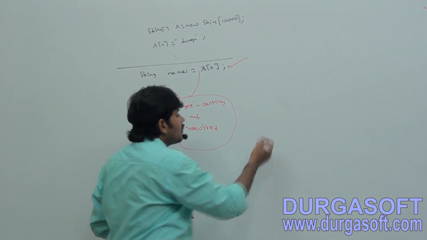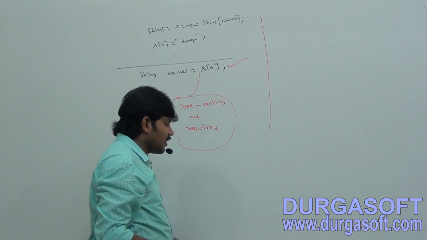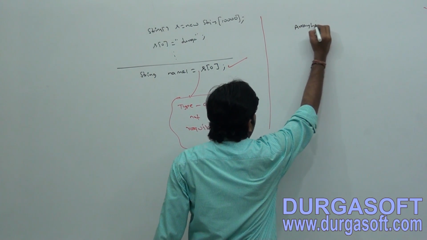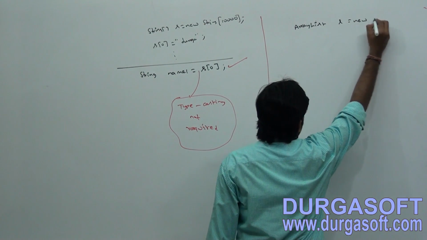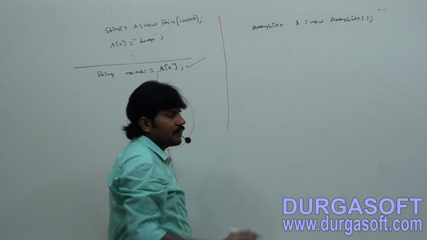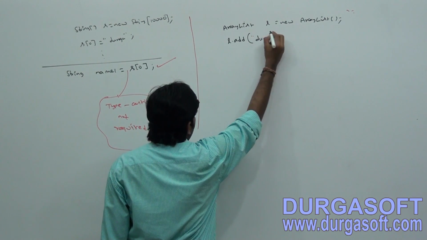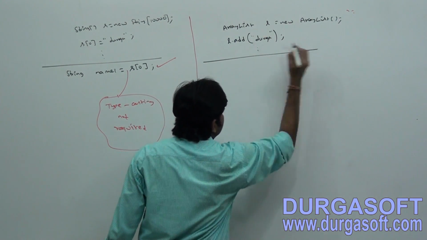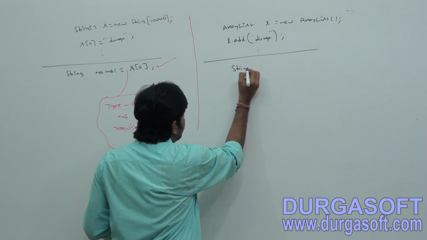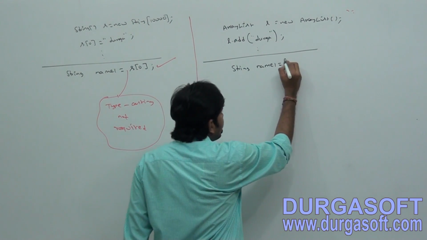But in the case of ArrayList, now observe this one. Sir, I am taking an ArrayList: ArrayList l is equal to new ArrayList. l.add("Durga"). Now I want to retrieve. String name1 is equal to l.get(0), directly.